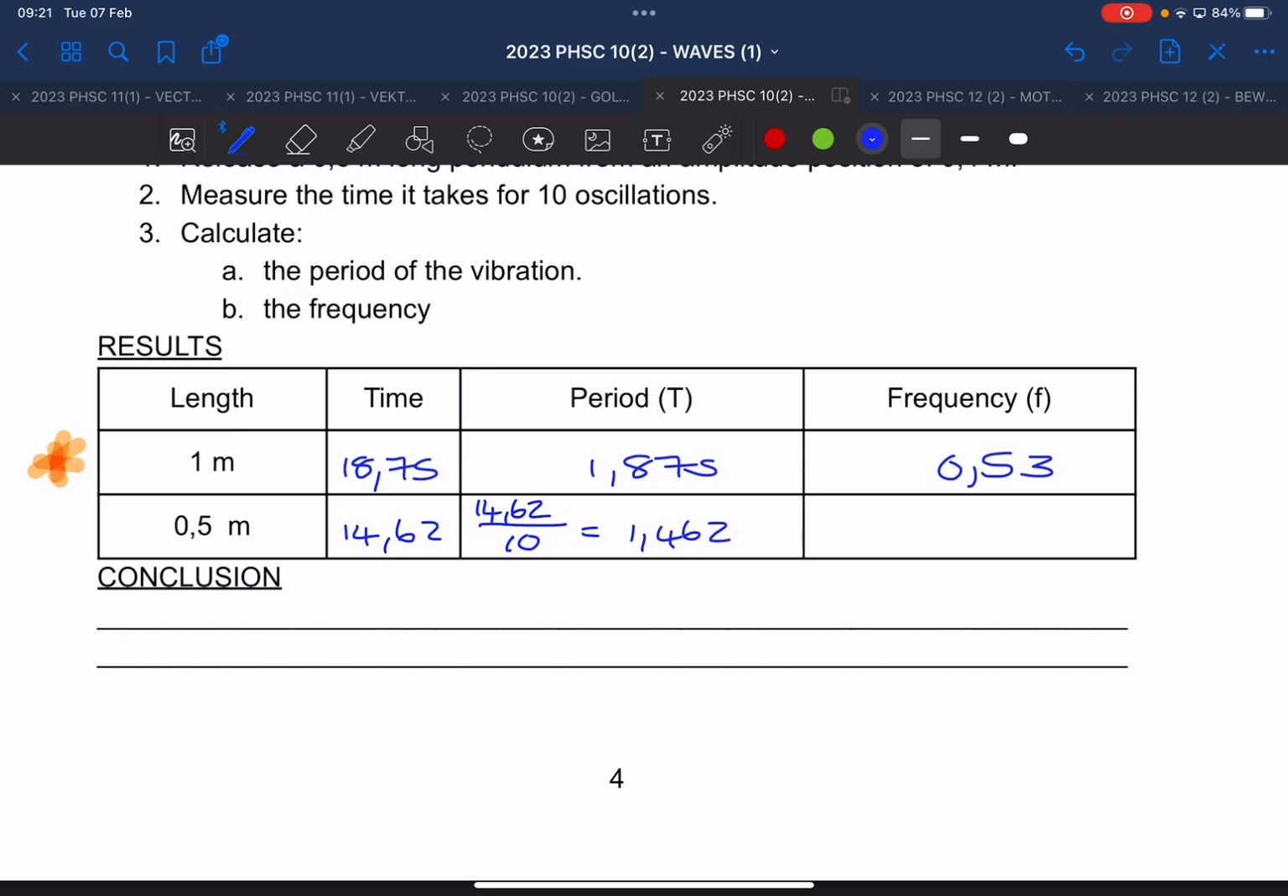0.5 over 1.462. Why do you say 0.5? 1 over 1.462. One wave took so long. Okay? So if you didn't know that, then make a note for yourself. That one refers to one wave. Okay? You might laugh at her now, but I'm going to laugh at you in a test. What do you get?